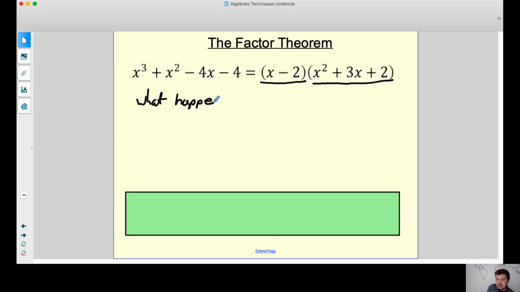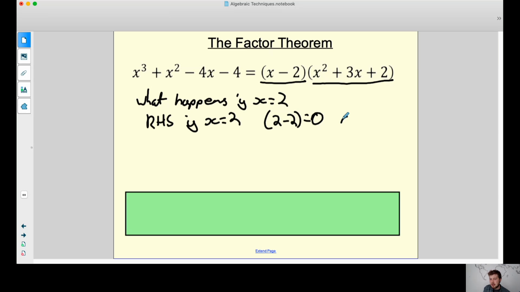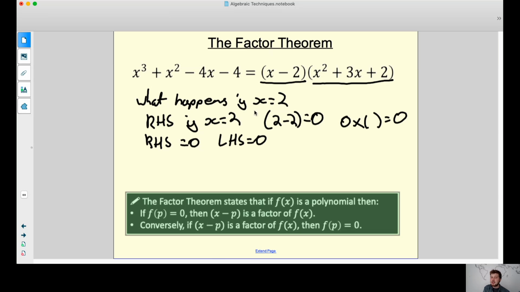What happens if x equals 2? Well, let's think about this. What would happen to this right-hand side if x equals 2? This x minus 2 term is going to be 2 minus 2, which is 0. And we know that 0 times anything is going to be 0. So that right-hand side reduces to 0. And as they're equal, that would mean the left-hand side has to equal 0. So we get this really nice property that if we know a factor, we can think about what happens to the whole function.